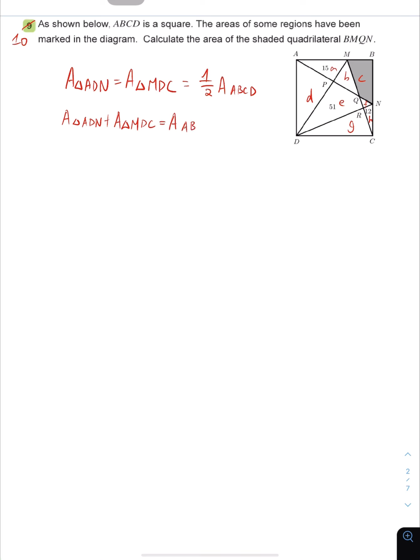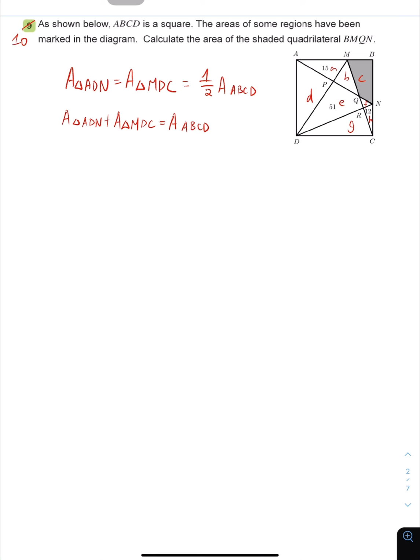So we can now see that I can have two triangles ADN and MDC as the half models of this square. So we know that the area of triangle ADN is equal to the area of triangle MDC, and both of them are going to be half the area of the square ABCD, which means that if I add them up, ADN adding the area of triangle MDC, it would be the same as the area of ABCD.